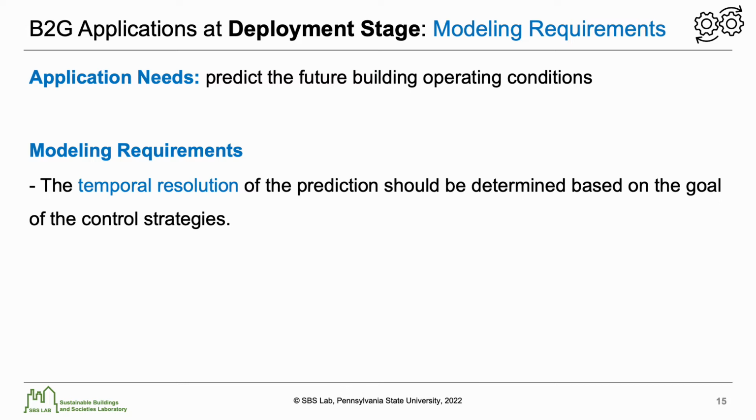Take the prediction of solar radiation as an example. If the deployed strategy aims to limit the studied system's power demand from the grid over a 15-minute interval, a minute-level prediction may be sufficient. However, a finer prediction will be needed if the deployed strategy is to balance the instantaneous power supply and demand for the grid.